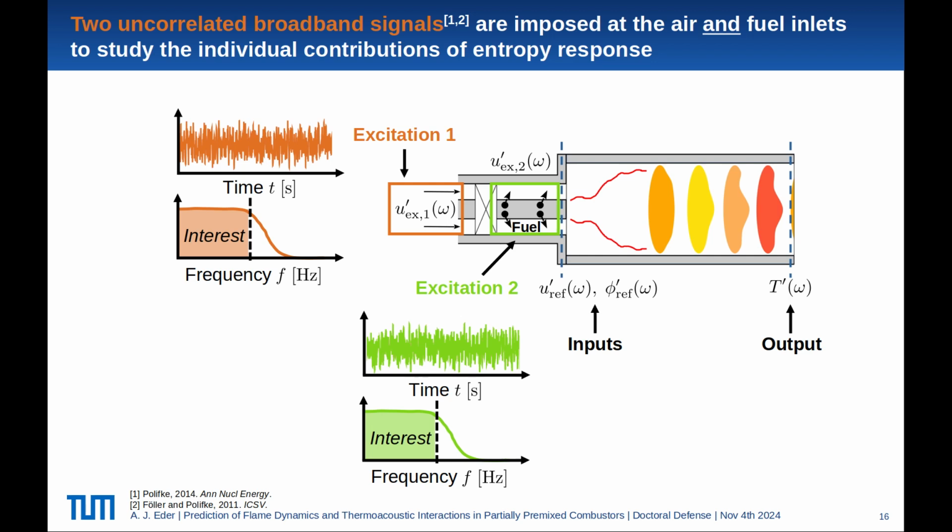These are now our input signals. Because we force now both the air and the fuel mass flow, velocity and equivalence ratio at the burner outlet are nearly uncorrelated, and therefore we can investigate both signals. And we again have the temperature fluctuations at the combustor outlet, which is our output signal.